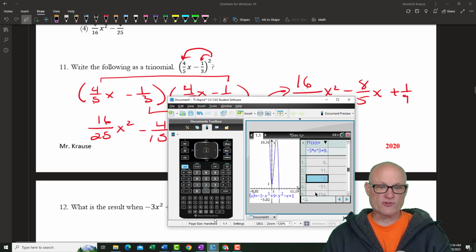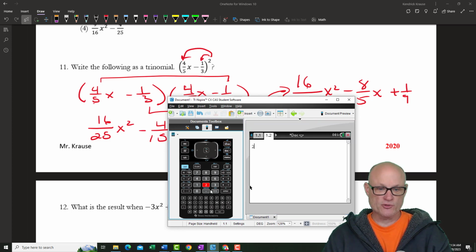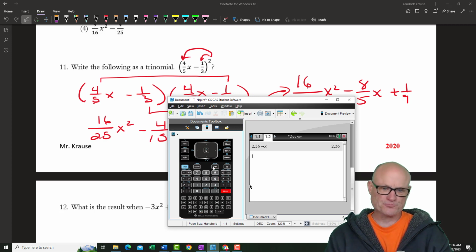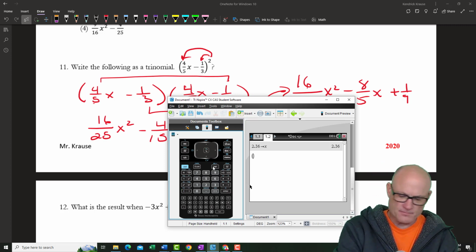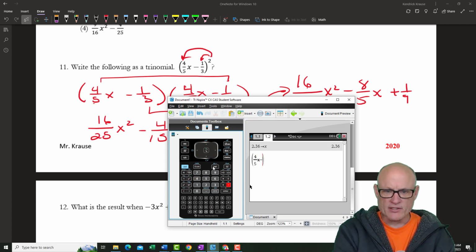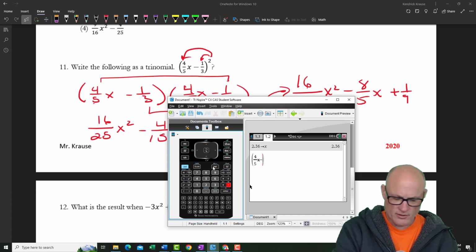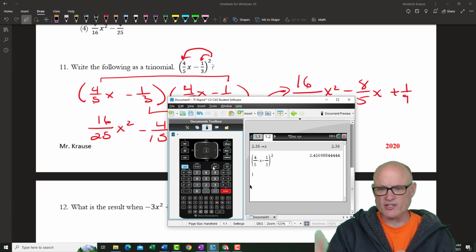Now, once again, I just want to point this out about this thing. You can always check this. Just come over to your calculator and say, you know what, I'm going to store 2.36. Just any stupid number you want. I'll store that into x. I'll type in the original. The original was 4/5 x minus 1/3 squared. Man, I'm having a hard time seeing my keyboard.